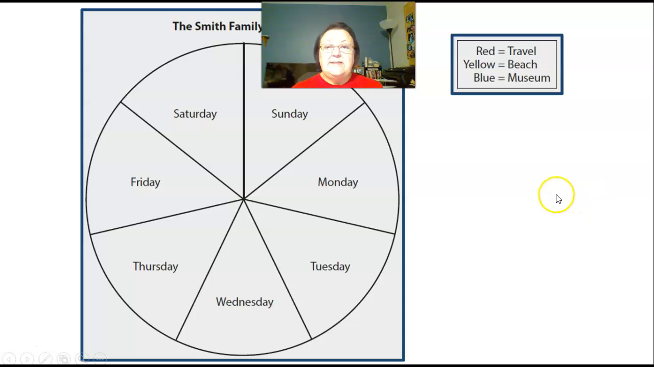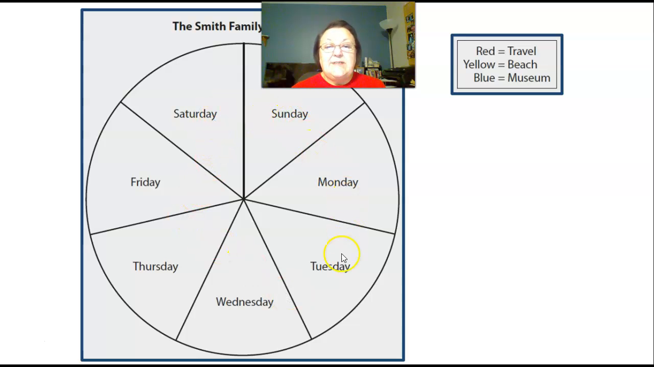All right, now this is a circle graph. And this is about the Smith family vacation. So each red pie is going to represent the travel. Yellow is going to represent the beach. Blue is going to represent the museum. Okay, so let's look here at how did they spend their vacation.